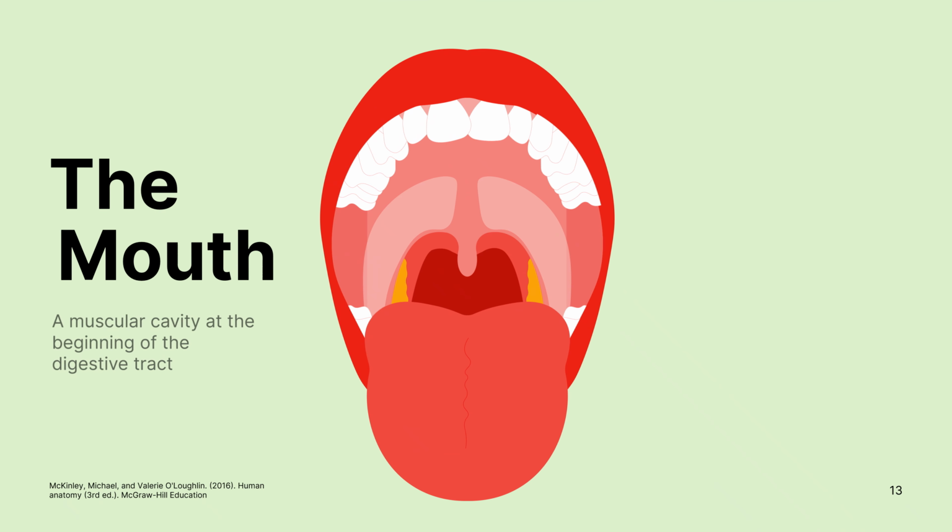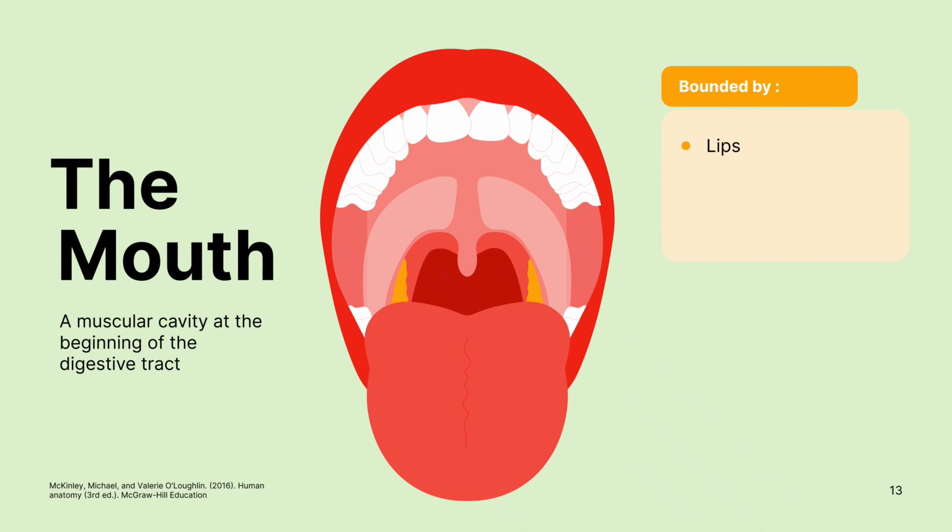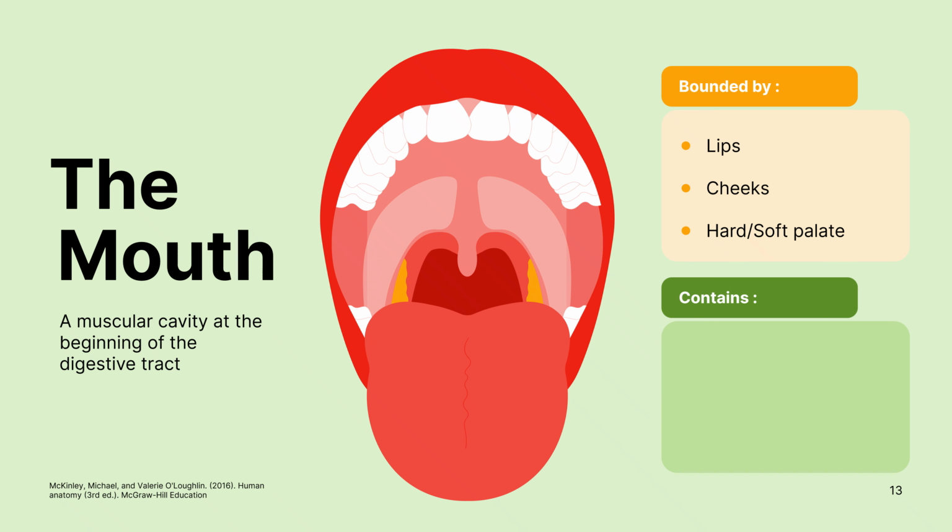The mouth is a muscular cavity that marks the beginning of the digestive tract. It is bounded by the lips anteriorly, the cheeks laterally, and the hard and soft palate superiorly. The mouth contains several important structures, including the teeth, which are responsible for mechanical digestion, the tongue, which aids in taste, swallowing, and speech, and the salivary glands, which secrete saliva to facilitate digestion and oral hygiene.